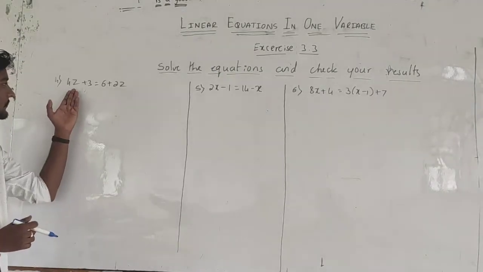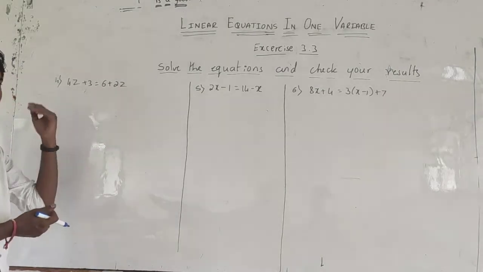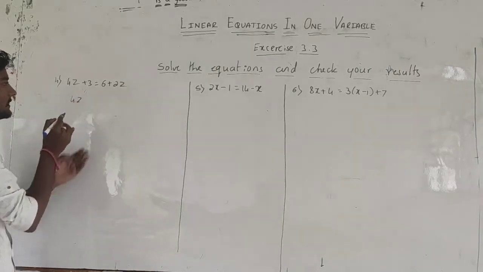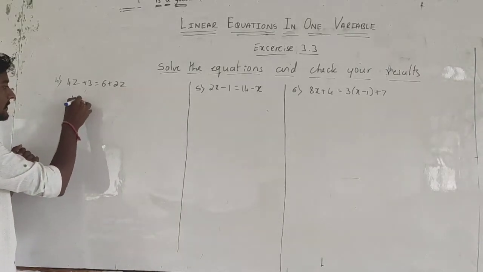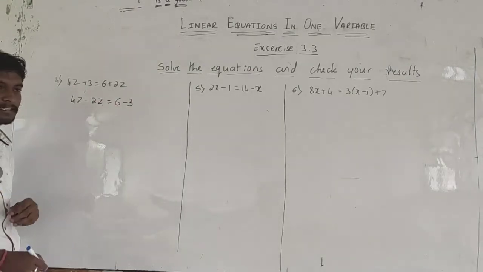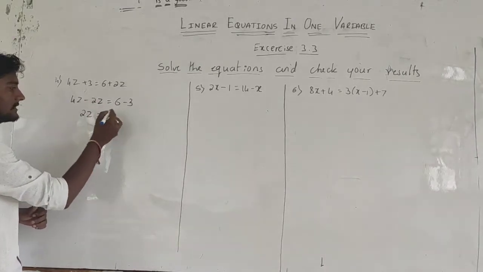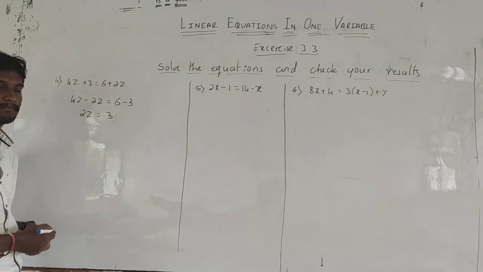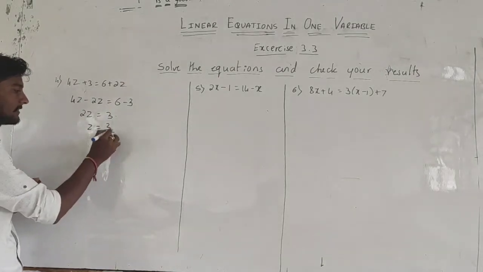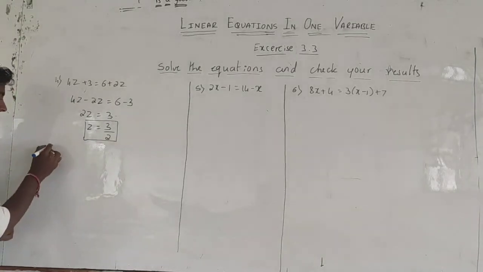Next, the fourth one. 4z plus 3 is equal to 6 plus 2z. Again make the variables one side and constants one side. 4z, this plus 2z if you take this side, minus 2z is equal to 6, plus 3 if you take that side, minus 3. In 4z if you subtract 2z, you will get 2z. In 6 if you subtract 3, you will get 3. z is equal to 3, into 2 if you take that side, divided by 2. The value of z is 3 divided by 2. Make the verification.